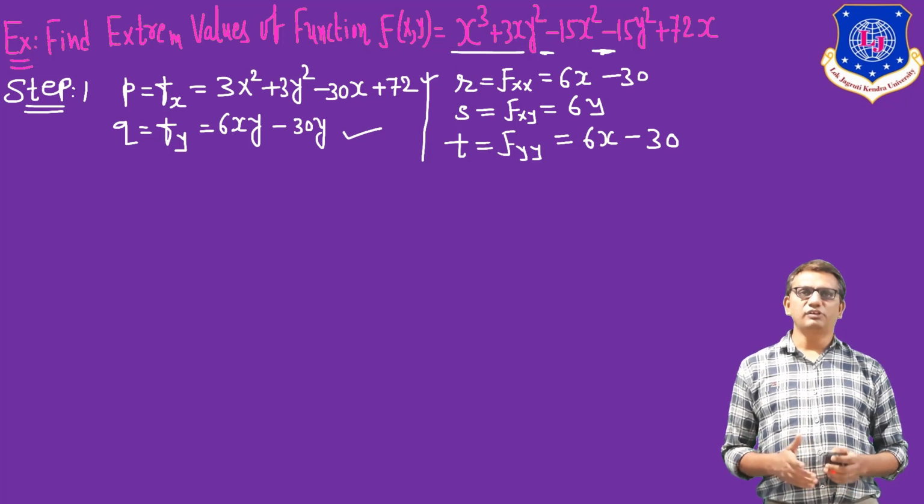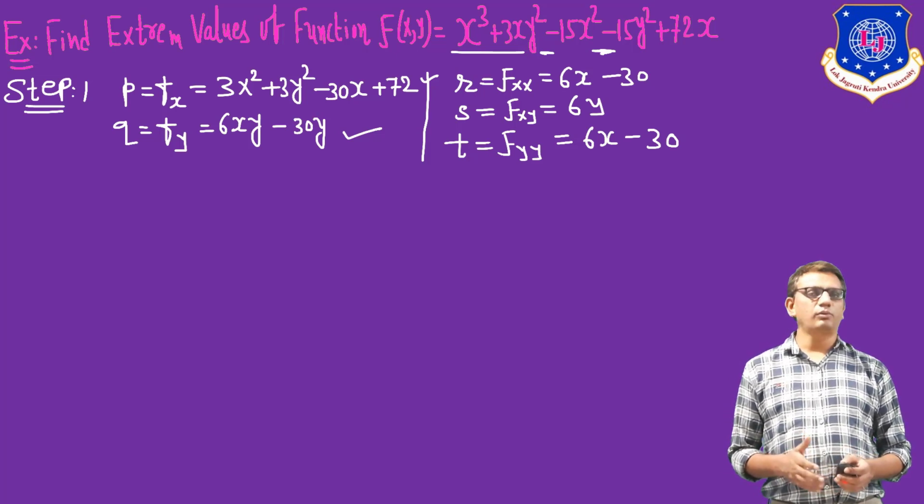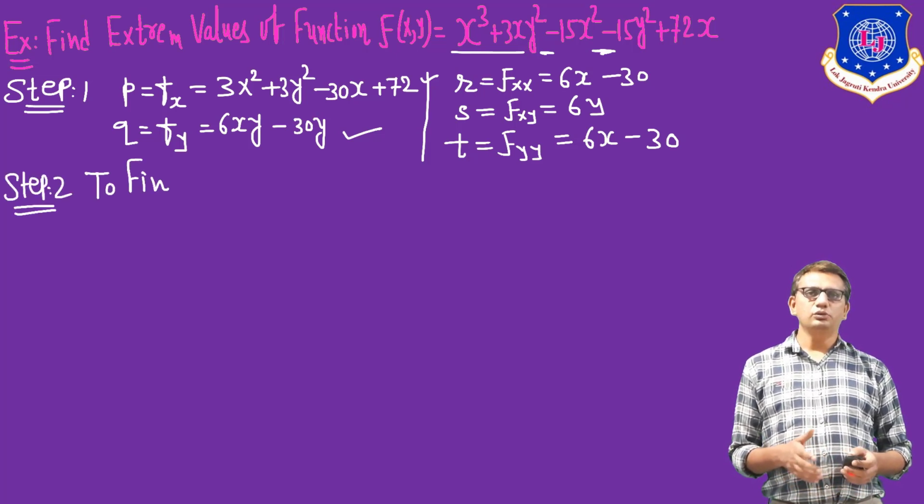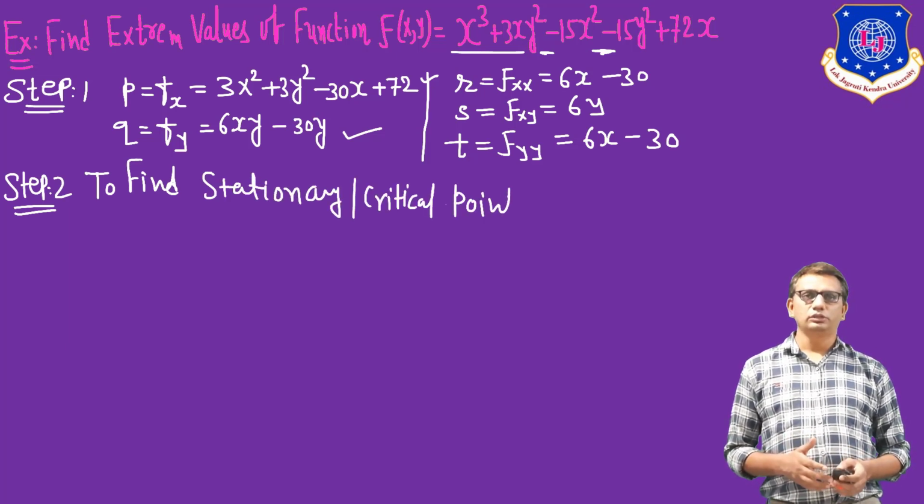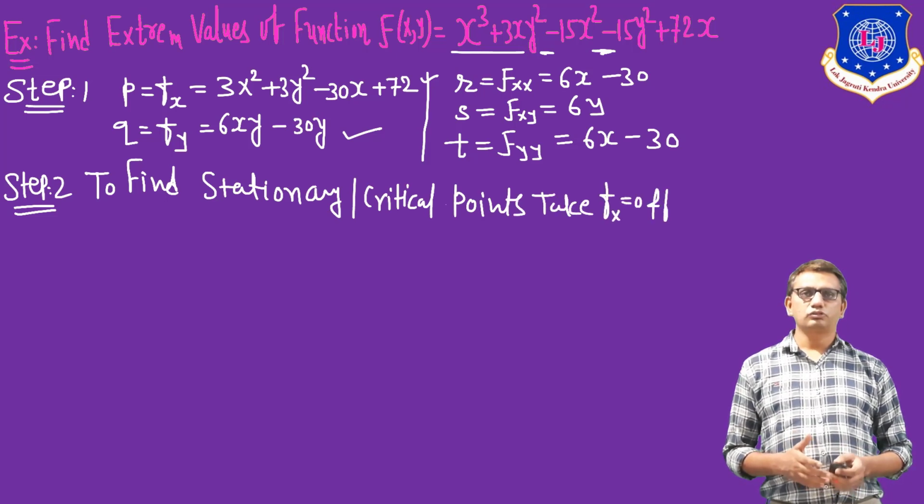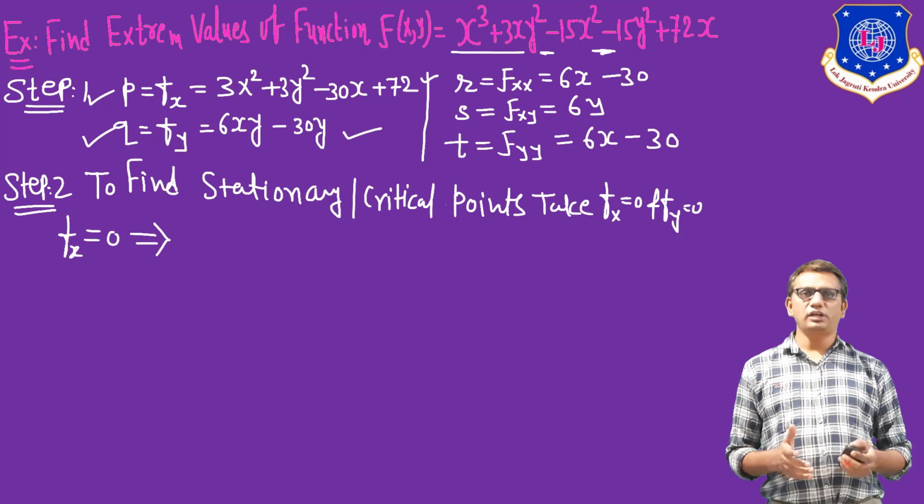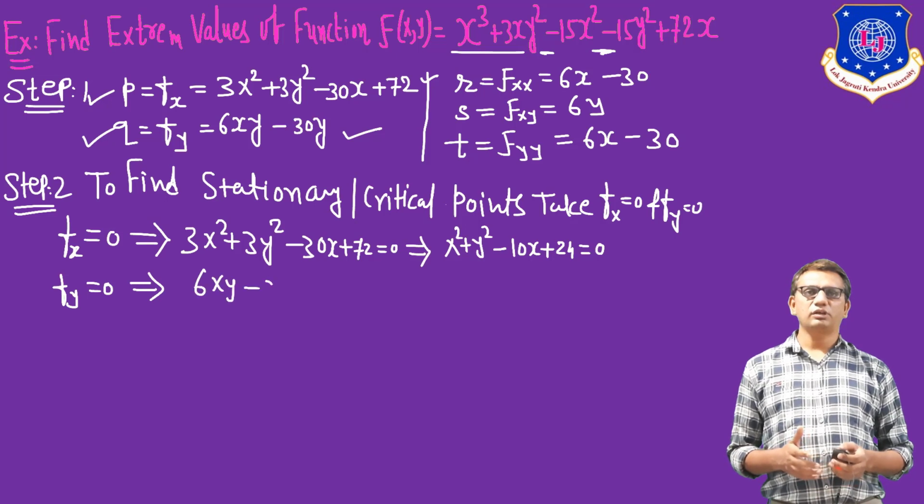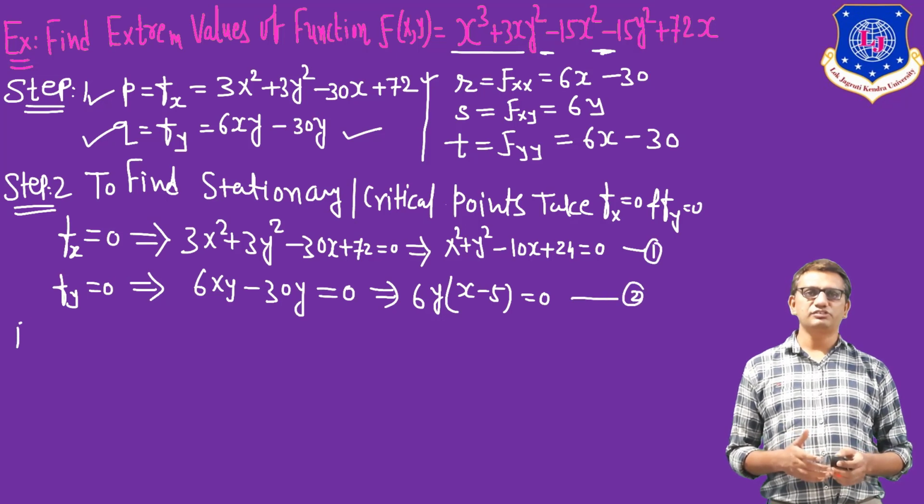In the second step, this is very important, we will find the critical points or stationary points of this function. For that, we take p and q, that means the first order partial derivatives fx and fy, equal to 0. So first of all, solve these two equations, fx equal to 0 and fy equal to 0. Here fx equal to 0 means 3x square plus 3y square minus 30x plus 72 equal to 0. After taking 3 common, we get x square plus y square minus 10x plus 24 equal to 0. From fy equal to 0, we have 6y times (x minus 5) equal to 0.